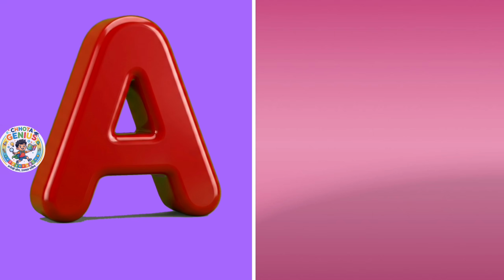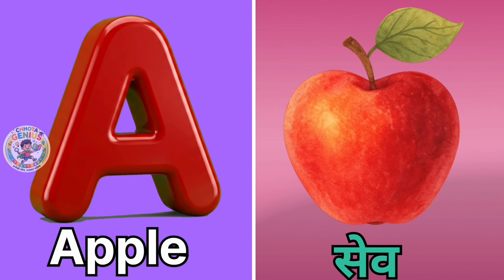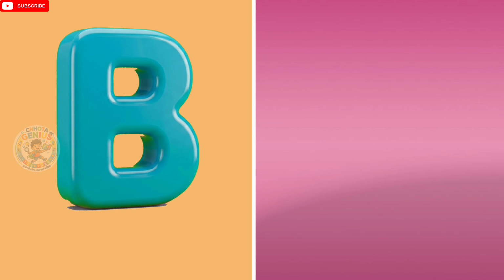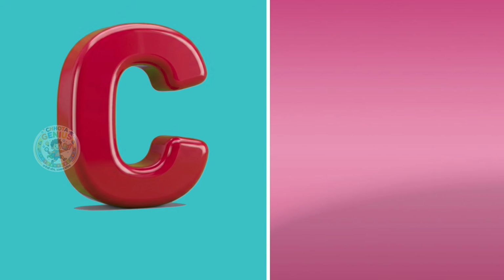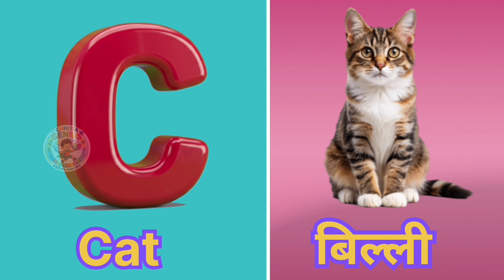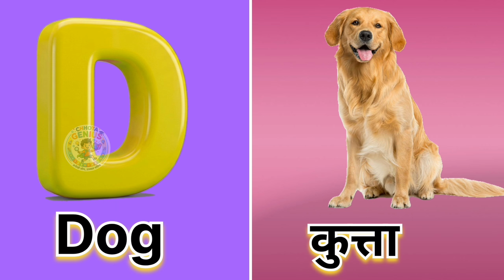A for apple. Apple means save. B. B for ball. Ball means game. C. C for cat. Cat means billy. D. D for dog. Dog means kutta.